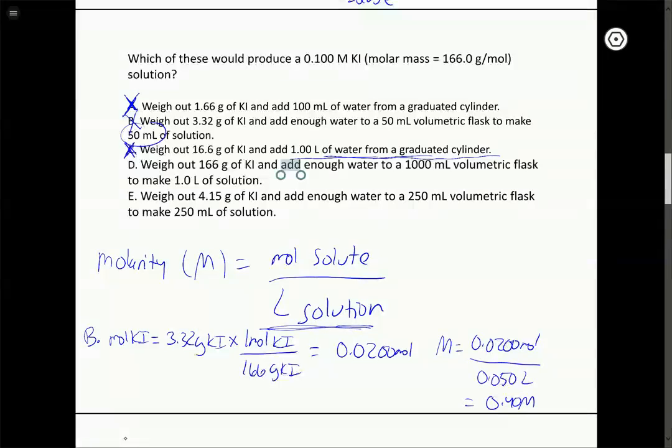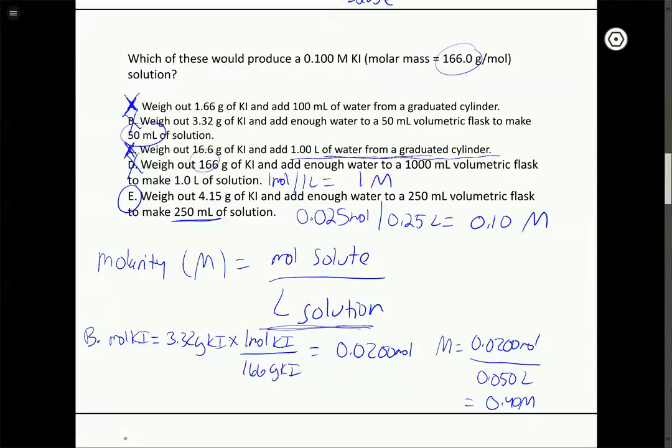If we do the same thing for D and E, this one is going to be 1 mole of KI, 166 grams, the molar mass is 166, divided by 1 liter, so that's going to be a 1 molar solution. So that one we can do in our head. And the only one that's left then is choice E, which if we do the math is going to be 4.15 grams corresponds to 0.025 moles, and then the volume of solution is 250 milliliters, which is 0.25 liters, which gives us 0.1 molar.